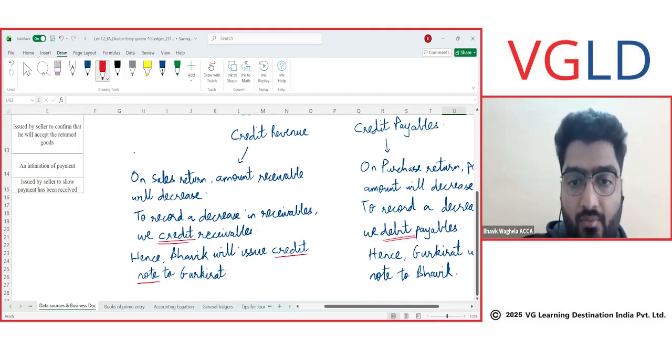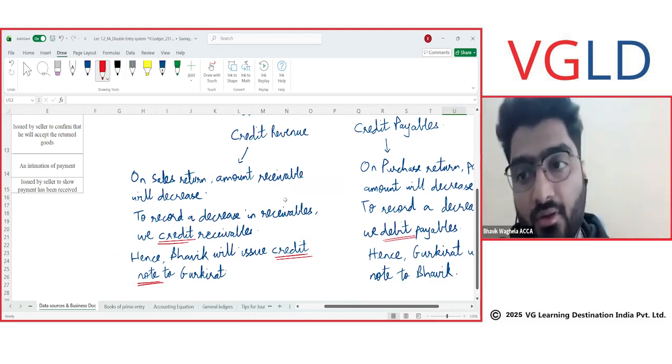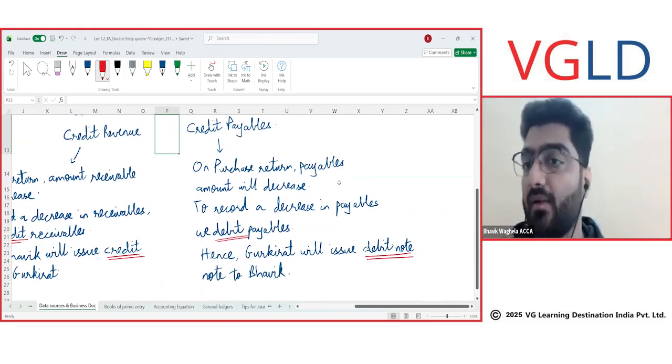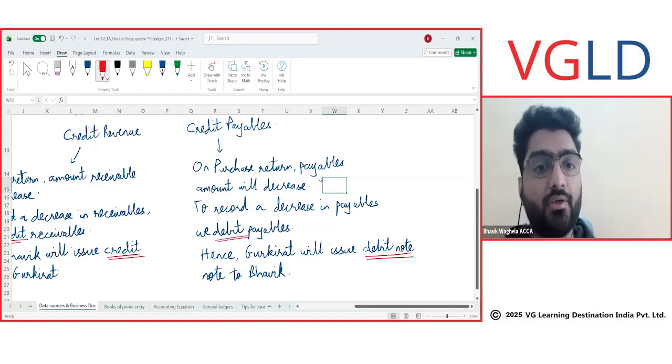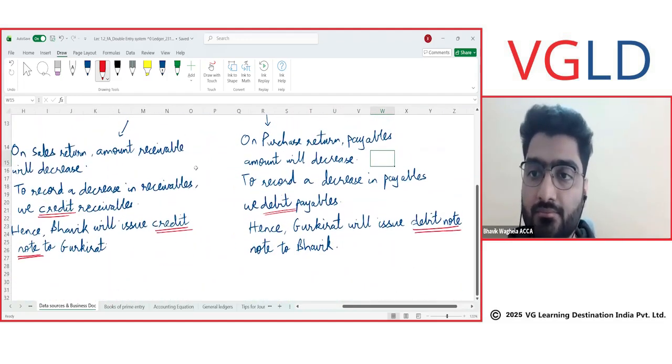So both the parties will issue each other the following documents. Whenever there is a purchase or a sale return, one party will have to issue a debit note and the other party will have to confirm the same by issuing a credit note. Everyone understood? Yes, sir.